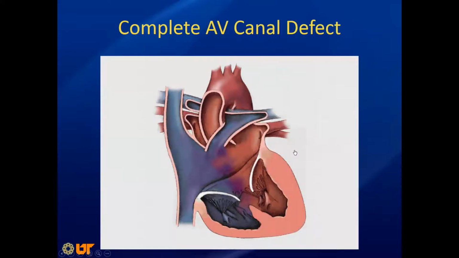And then we have complete AV canal defects. It's the combination of the two we were talking about. So big ASD, big VSD, and a common AV valve. So one big valve instead of two. And these are various types as well.